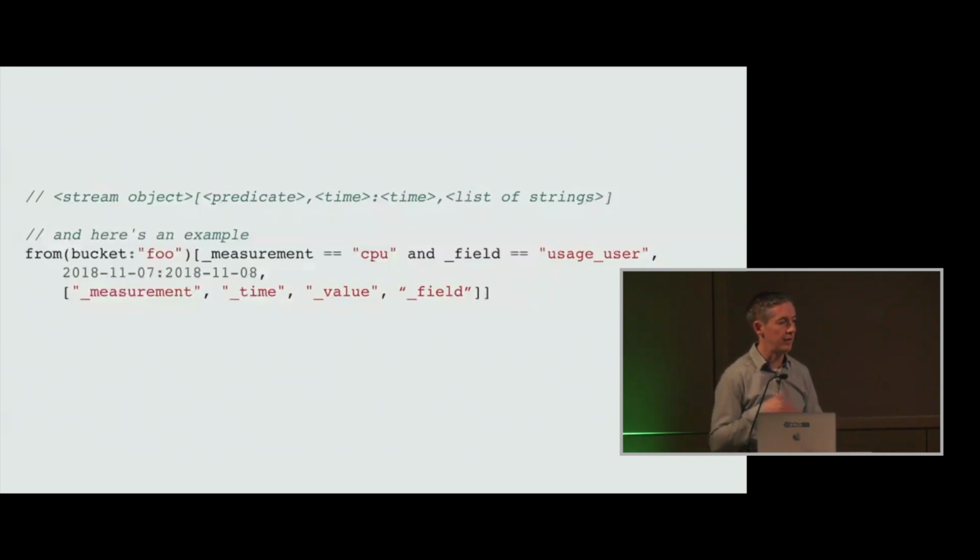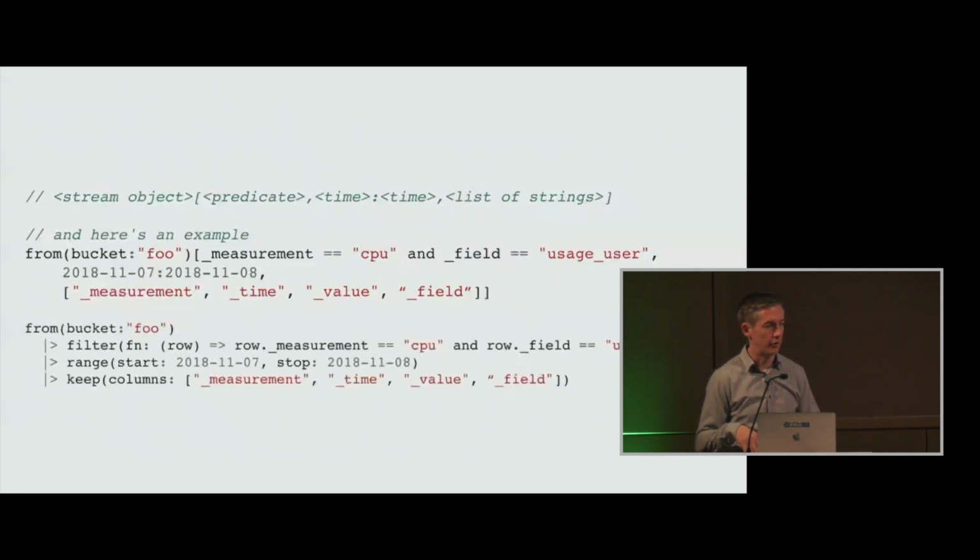And then finally we say these are the columns. The long form version of this looks like that. So from, the filter with the predicate, the range, and the function called keep, which just says to keep these columns in the resulting tables.